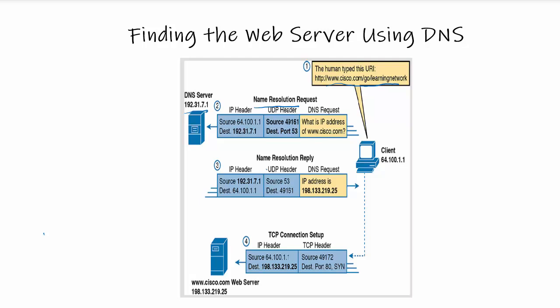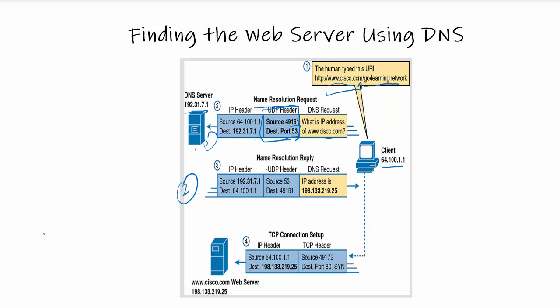The DNS packet would have this information. The source would be the IP address of the PC 64.100.1.1, and the destination would be the DNS server's IP address 192.168.7.1, and the UDP header. The UDP header corresponding to the DNS query would have the source port as a random port number 49161, and the destination port would be UDP 53, and the DNS request would be what is the IP address of cisco.com. It is straight away asking the IP address of the server cisco.com, and this is the first packet.